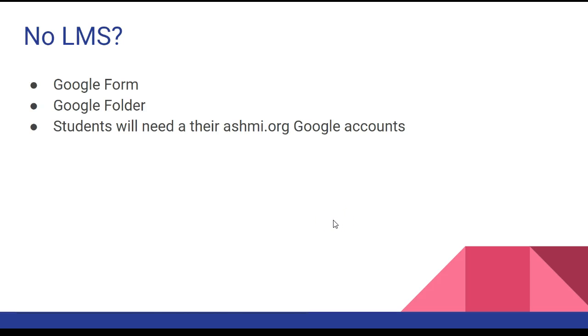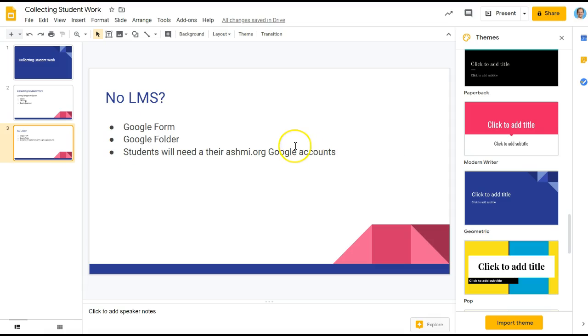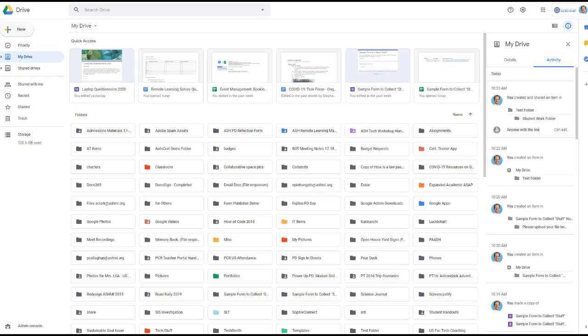But what if you don't have a true learning management system? Well, there are a couple of tools that you might be able to use. If you don't have an LMS, you can use Google Forms or Google Folders to collect work as long as students have an ashme.org email account. So that's what we're going to look at here in my sample.